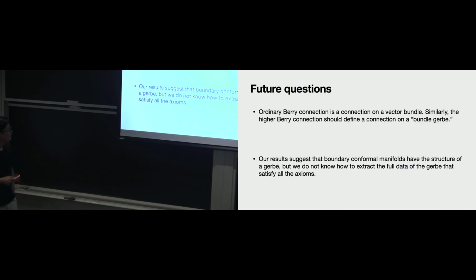One mathematical question is to understand the more global structure that is defined by this higher Berry curvature. So just like the ordinary Berry connection is a connection on a vector bundle, this two-form connection should be viewed as a connection on something called a bundle gerbe. So our results suggest that boundary conformal manifolds have the structure of a gerbe, but we do not know how to extract all the axioms, including various global properties of a gerbe, in our formulation.